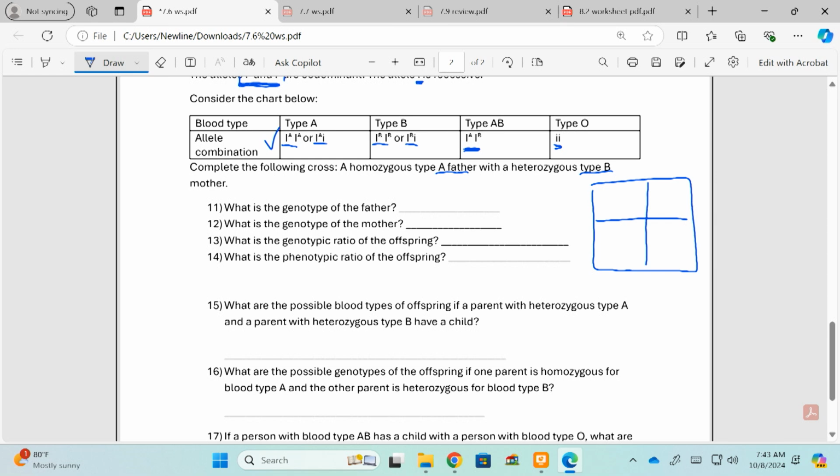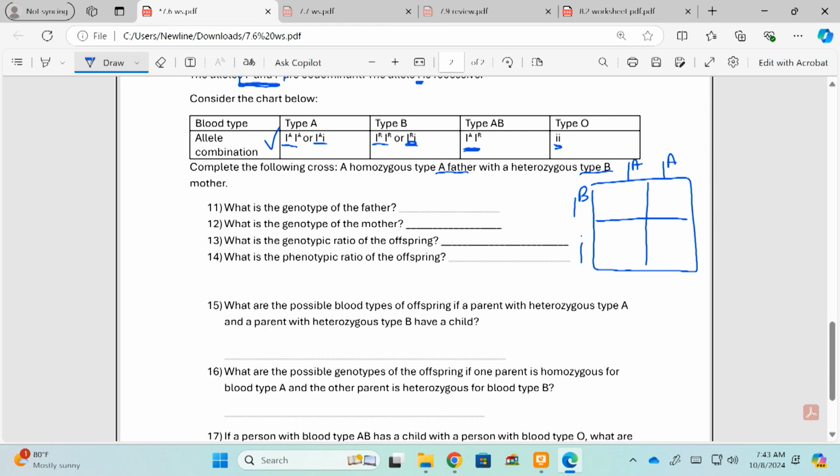Okay, so dad is homozygous for type A blood, so that means this is his genotype. These would be the gametes that he can give. The mom is heterozygous for type B blood, so she has to have one capital B. That's the only way you would have type B blood. But because she's heterozygous, we're going to use the little i for her other gamete. So let's start filling in our questions here.